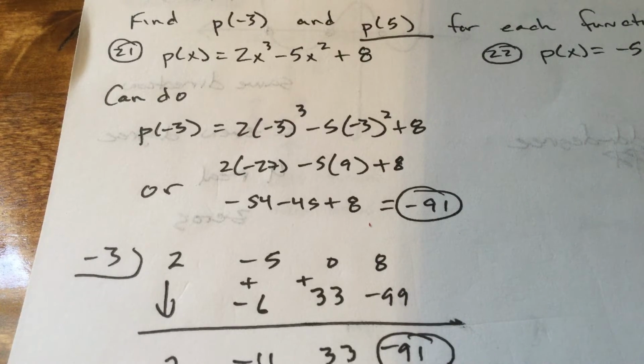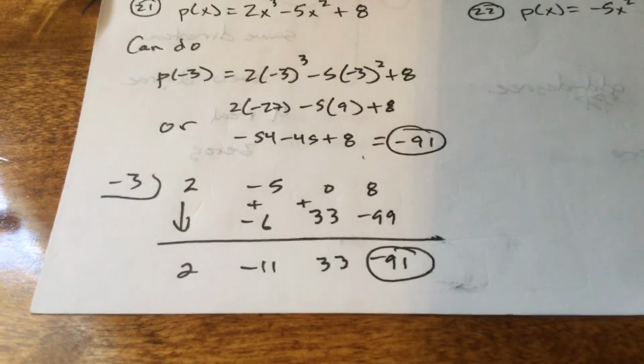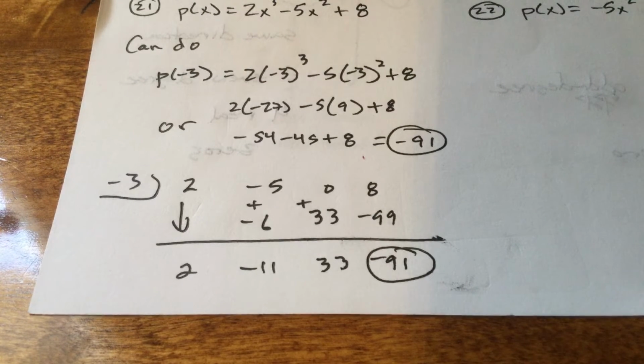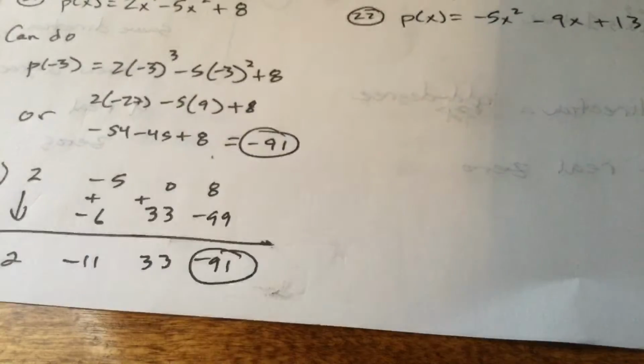My answer there. You can also plug negative 3 into the original. You can see that, I don't know, synthetic division might be a little bit less work for you. If you're doing it by hand, it could be less work. If not, they're about the same. But make sure you do both p of negative 3 and p of 5 for each of those.